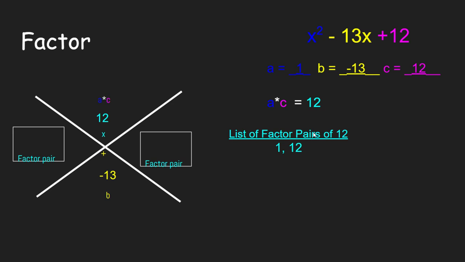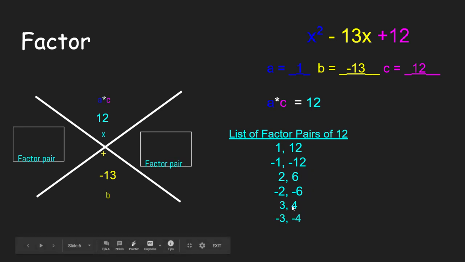We have 1 and 12, also negative 1 and negative 12. 2 and 6, negative 2 and negative 6. 3 and 4, also negative 3 and negative 4. The reason I know I'm done is because after 3 comes 4, and that's already listed. As soon as any of the numbers repeat, you're done.